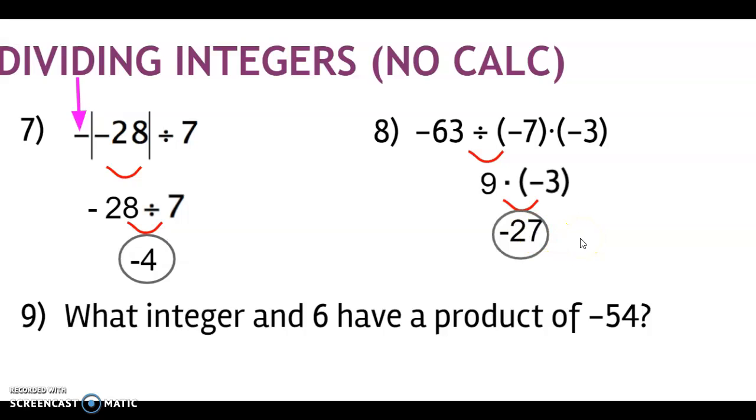All right, our last one here. What integer and 6 have a product of -54? Well, product means multiply. So what integer do I multiply by 6 to give me a product or answer of -54? Okay, well, if I'm going to multiply something by 6 and get a negative answer, that means the signs of these two numbers have to disagree. So if 6 is positive, that means x has to be negative. So 6 times what negative number would give me -54? You've got it, -9. So the integer we're looking for is -9.